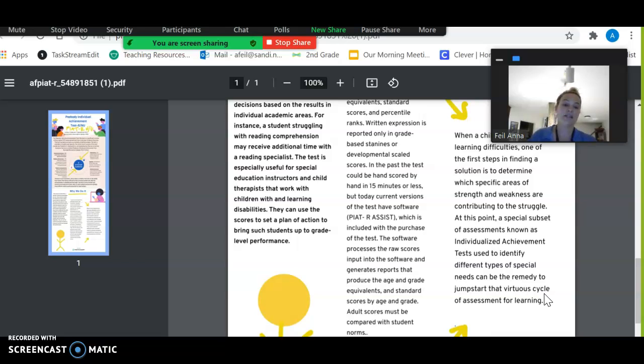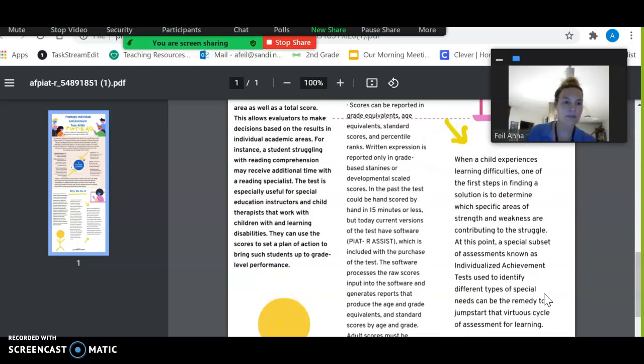So the new test, it's 18 to 22. It used to be just 5 to 22. Yeah, no, never mind. I'm sorry. It's 5 to 22, and the grade levels are K to 12th grade. So the adult scores must be compared with student norms. That's what I meant. Excuse me. I'm tired. It's 11:14 at night.